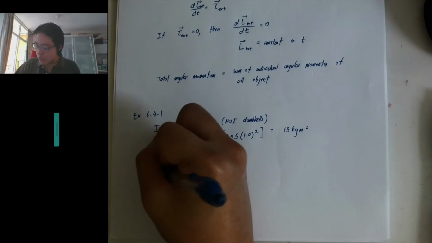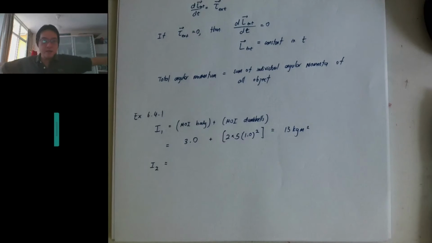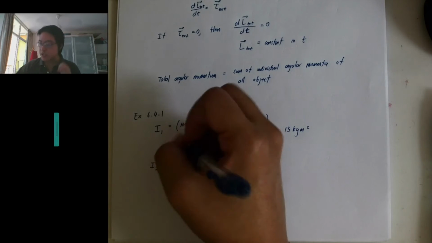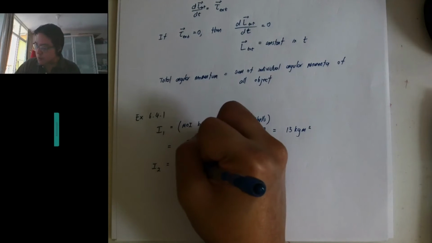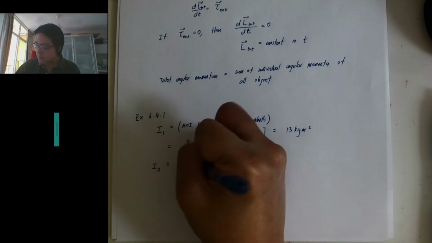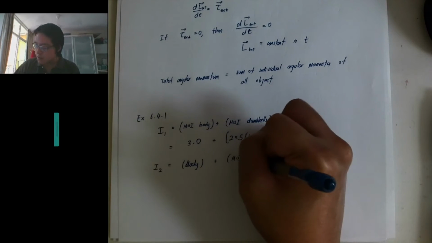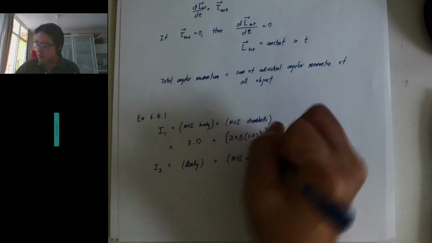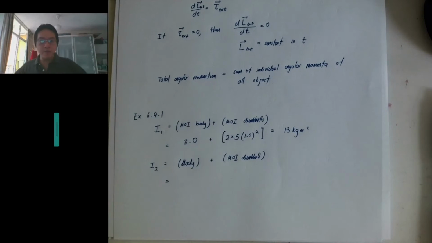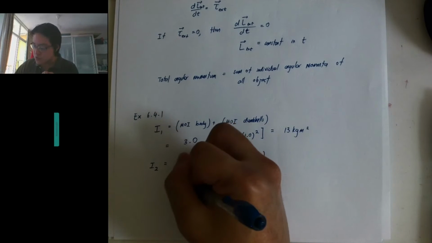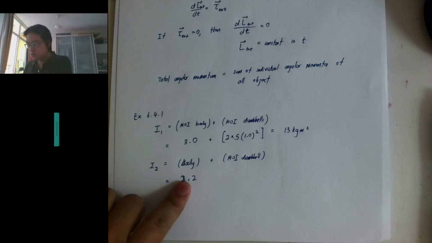And then how about the after? He is holding the 2 dumbbells and standing on the turntable, so he's spinning around, right? And then he brings his hands inside. When he brings his hands inside, the question told you the new moment of inertia of the body, and then we also need to calculate the dumbbells as well in the new position. So the new moment of inertia of the body after he brings his hands in is 2.2. Yeah, 2.2.